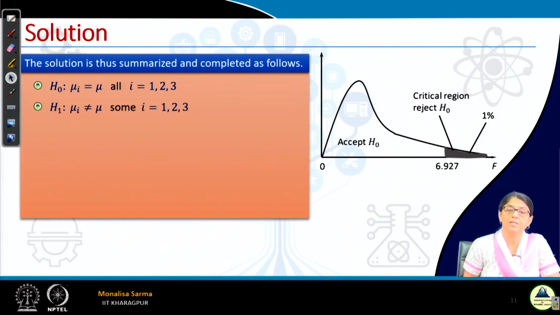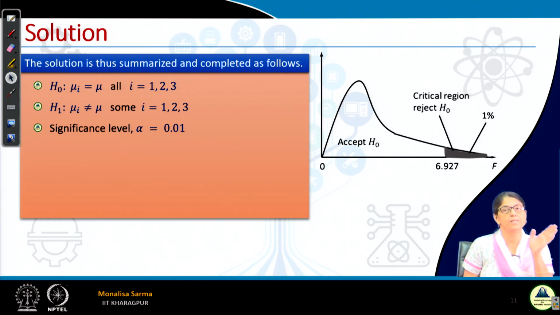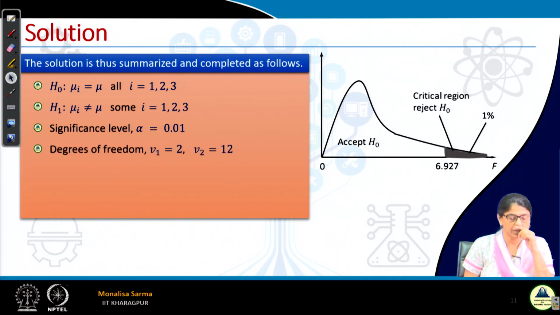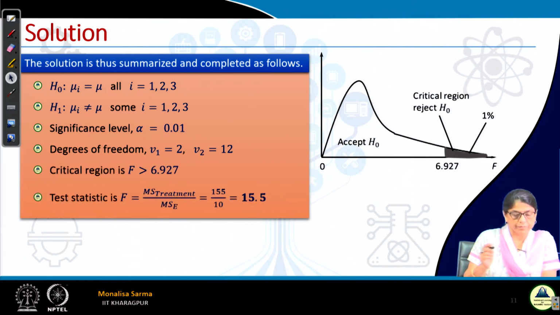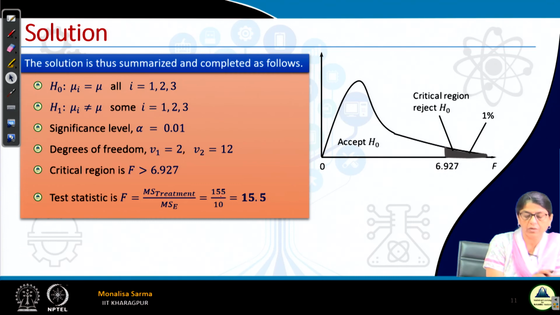Similarly, you find MS treatment also. What will be the degrees of freedom for MS treatment? The degrees of freedom for MS treatment will be just the number of levels minus 1, a minus 1. So, find out the value of MS treatment. I did not calculate it, and you can do it very easily. So, it is 155, and the F statistic value we got is 15.5, okay.